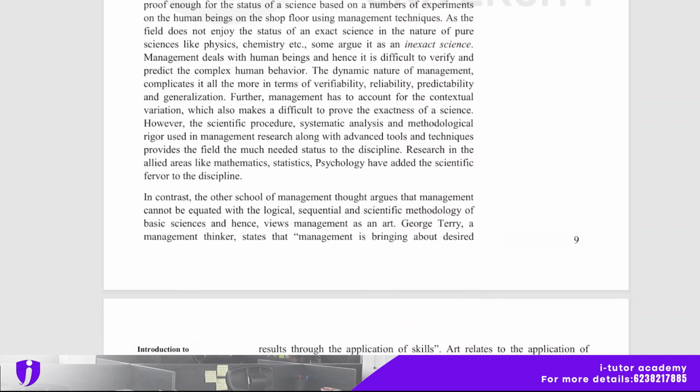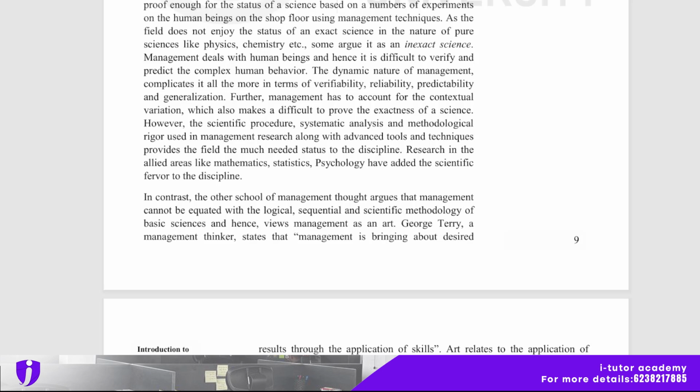Management deals with human beings, and it is difficult to verify and predict complex human behavior. The dynamic nature of management complicates it all the more in terms of verifiability, reliability, predictability, and generalization. Further, management has to account for contextual variation, which also makes it difficult to prove the exactness of science.